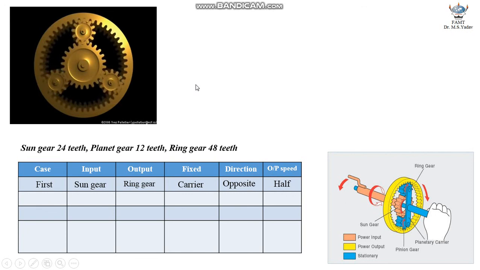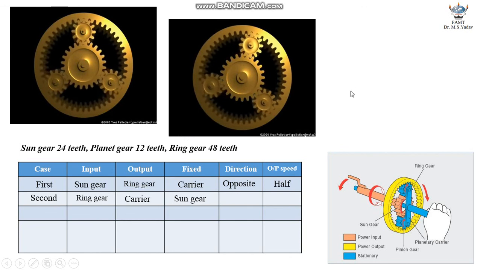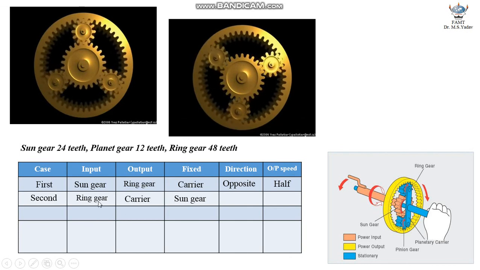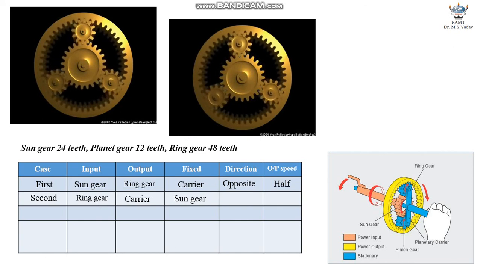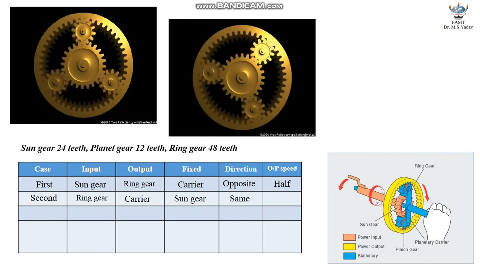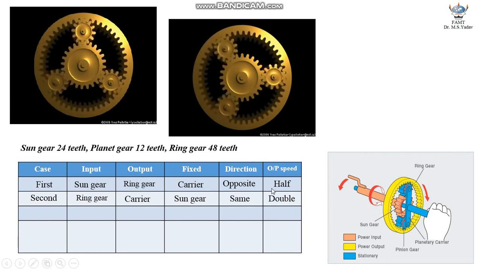In the second case, we are going to fix the sun gear and input motion will be given to the ring gear. The output will be taken from the carrier. This is how the arrangement will work. Both ring gear and carrier will turn in the same direction and carrier will move 2 times the speed of ring gear. So the speed will be double and this one is the second gear ratio.